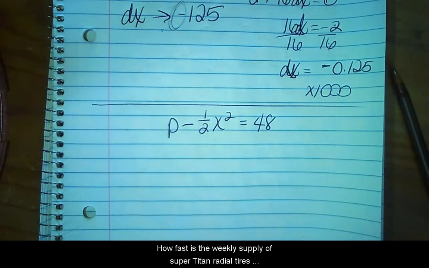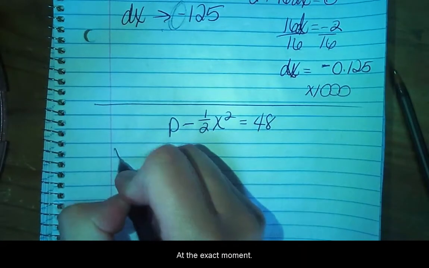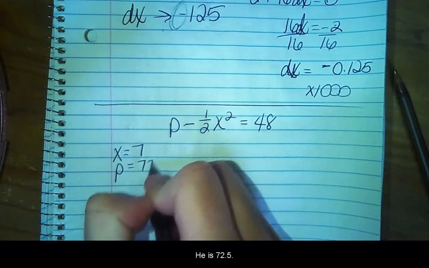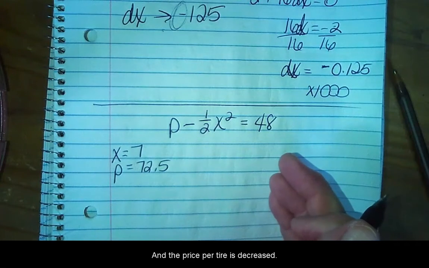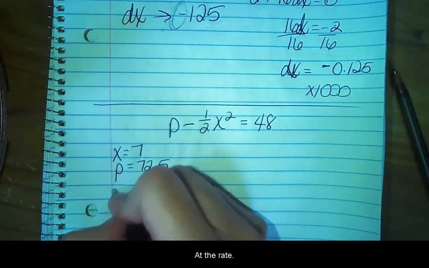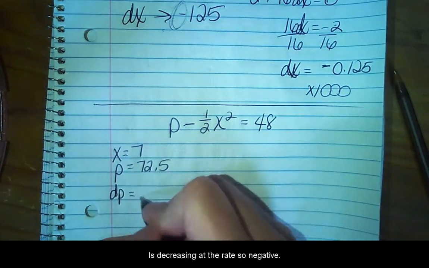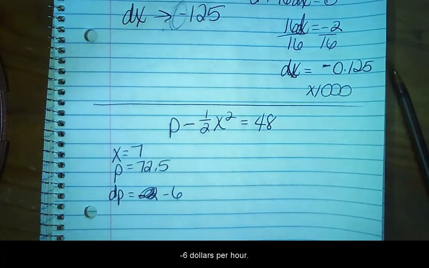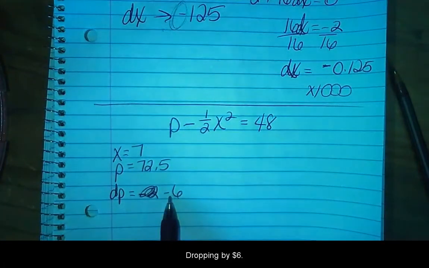How fast is the weekly supply of Super Titan radial tires being introduced into the marketplace at the exact moment when X is 7, P is 72.5, and the price per tire is decreasing at the rate of -$6 per week? So how is the price changing? It's dropping by $6 a week.